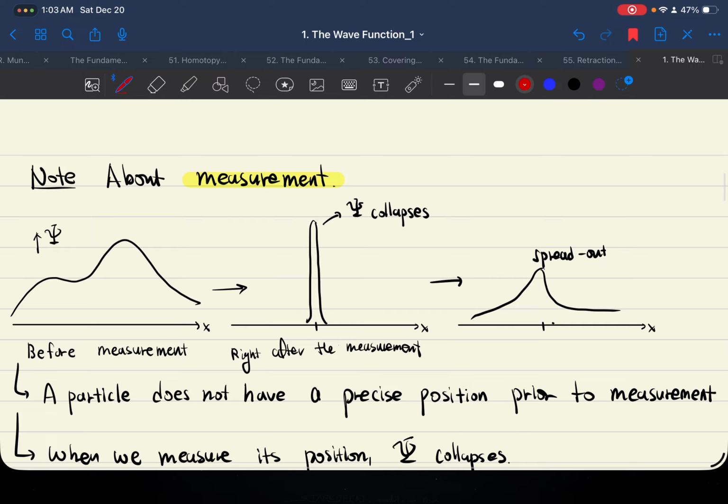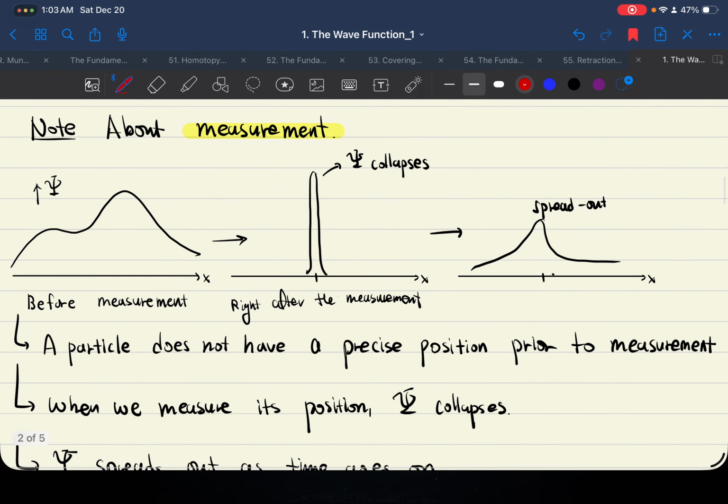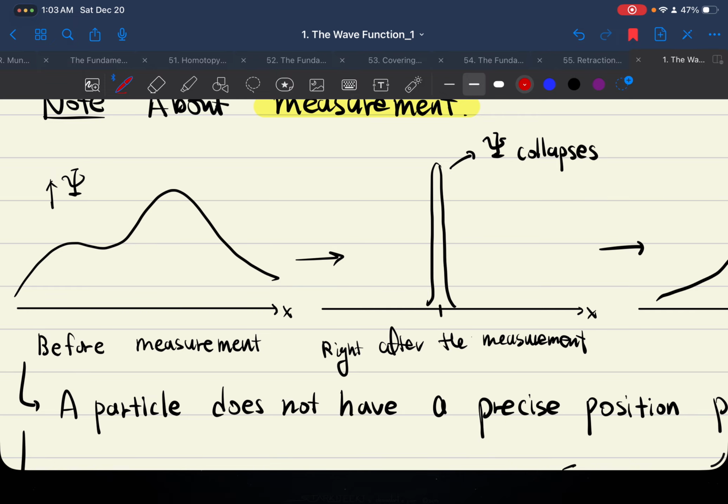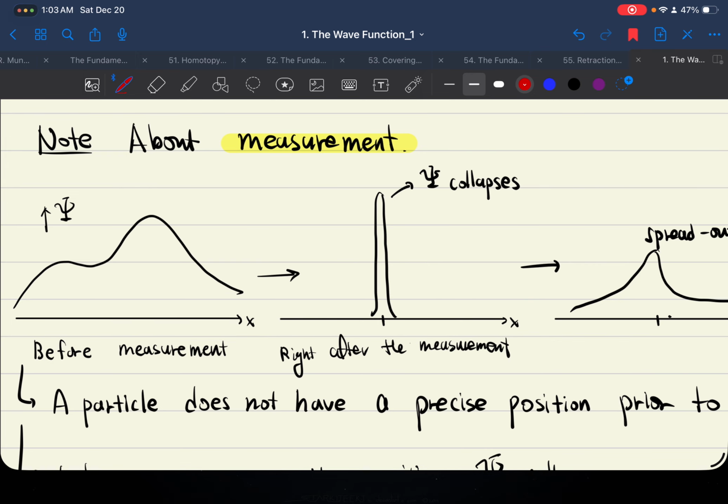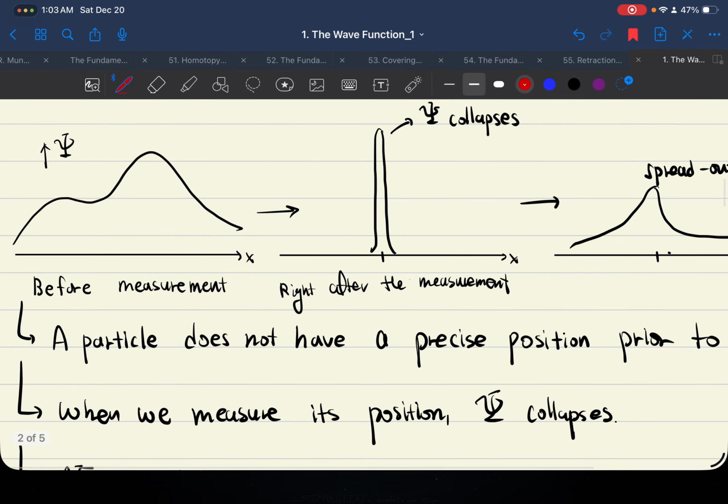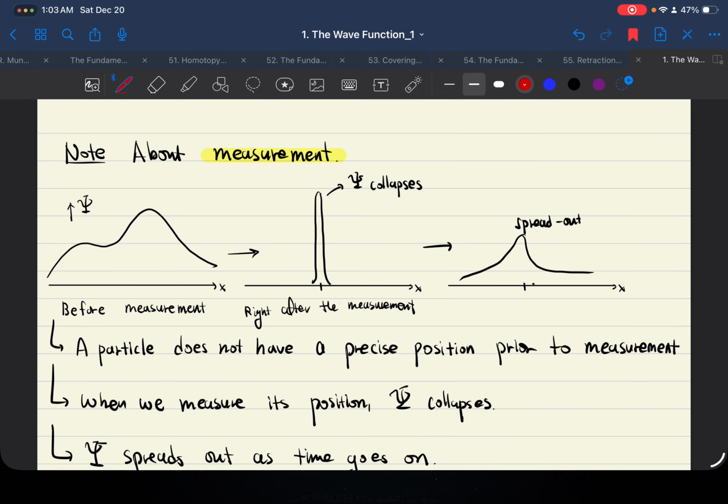So here is some note about measurement. Before measurement, a particle does not have a precise position. But right after the measurement, when you measure its position, psi collapses like this. Why is that? Intuitively, we measure some position of a particle, then the position is measured. That means that the probability at that site is peaked. As time goes on, the psi spreads out.